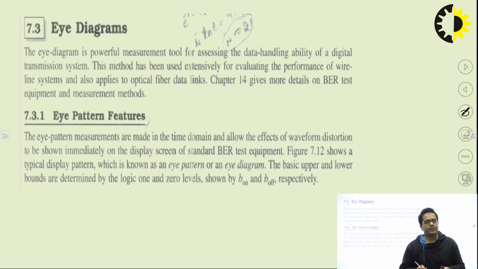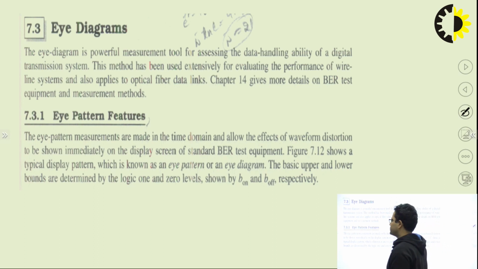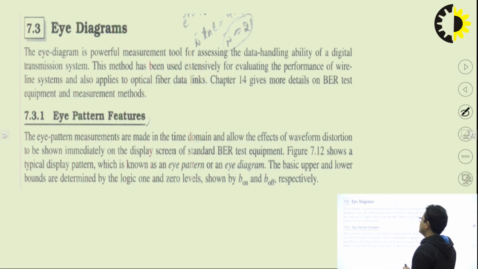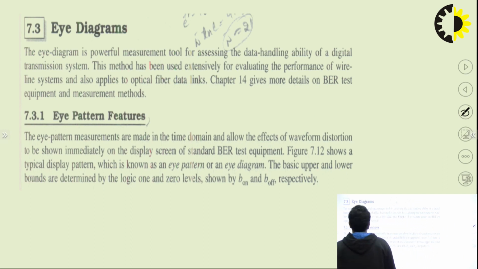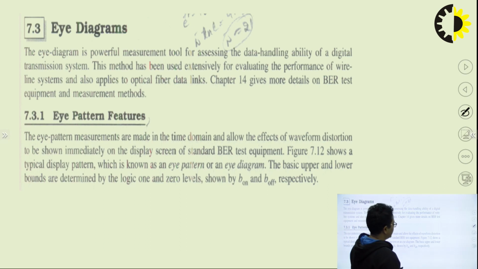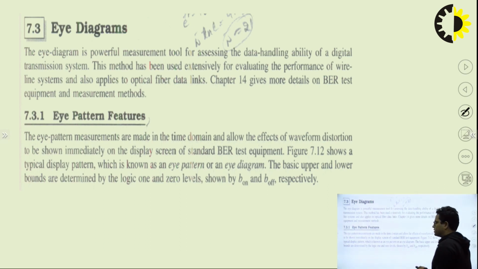So this eye diagram is basically a very powerful measurement tool for assessing the data handling ability of a digital transmission system. This method has been used extensively for evaluating the performance of wired line systems. That's why we are using it for optical fiber data links. In these eye diagram features, we can easily find the effect of intersymbol interference on the received signals.